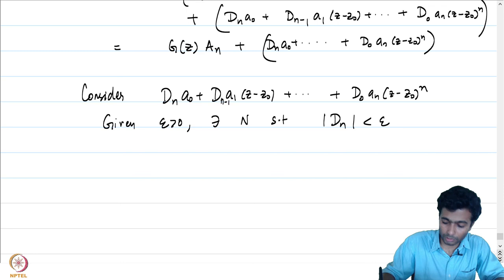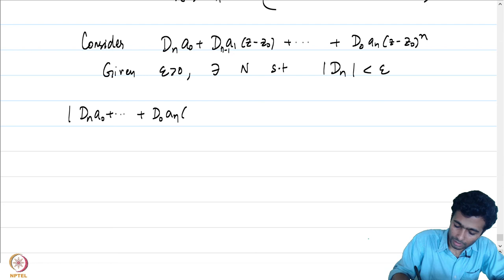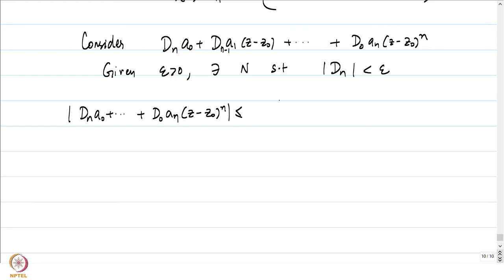And therefore, if you look at the absolute value of dn a0 plus up to d0 an (z minus z0)^n, let's break this into two. This is going to be less than or equal to, let me just reverse the order and write it in a slightly different manner, d0 an (z minus z0)^n plus up to d capital N (z minus z0)^capital N. Okay.